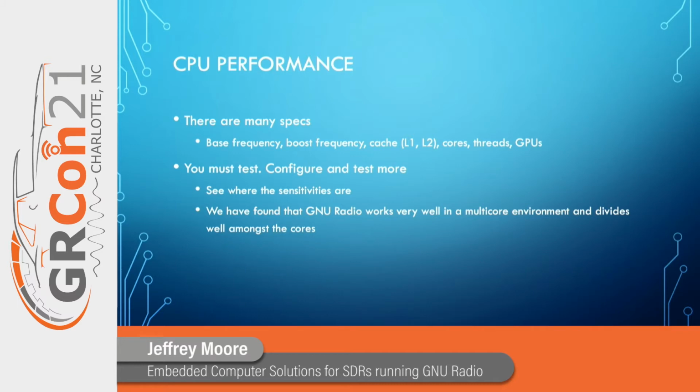The number of cores does matter. We've seen a lot of situations where more cores really does make a difference. And in particular, GNU Radio divides well amongst the cores without having to do a lot of manual work to make that happen. So a 4-core processor will run something in each core 1/4 of the amount of time it would take a single core to do. So that was very interesting and nice to see.